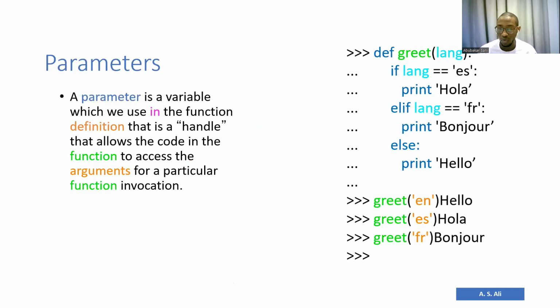Now there is this thing about parameter and argument. What is the difference? Some people sometimes use them interchangeably. They might call an argument a parameter or a parameter an argument. So what's the difference? Does anybody have an idea what the difference is between a parameter and an argument?